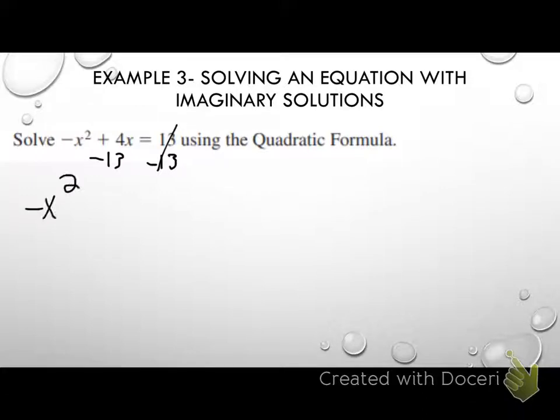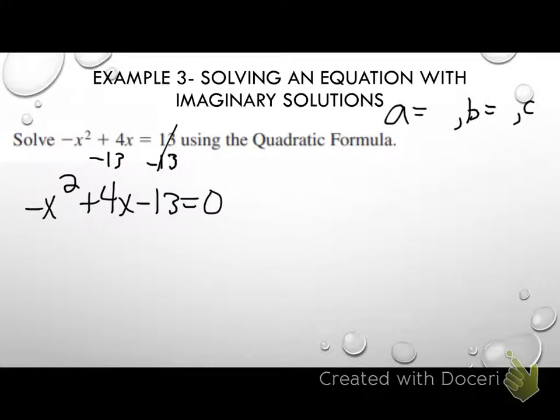Will negative 13 combine with anything? No. Is this now in the special form I needed? Yes, it is. So let's identify A, B, and C.